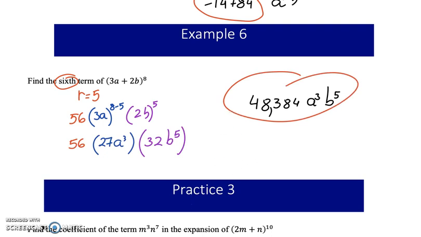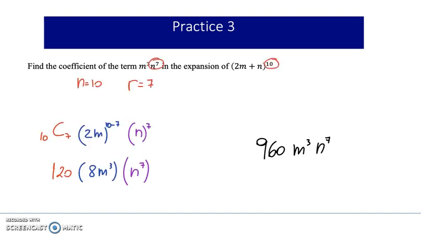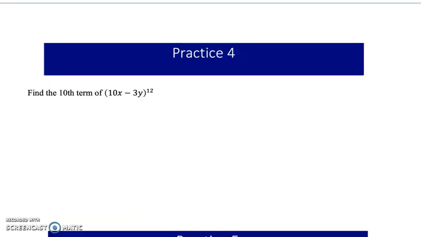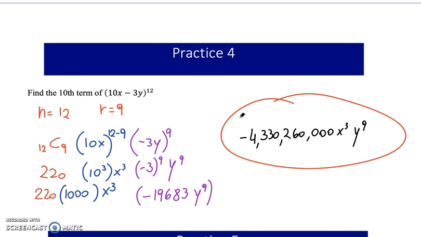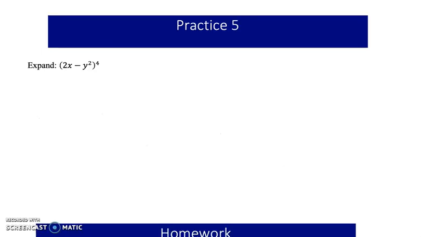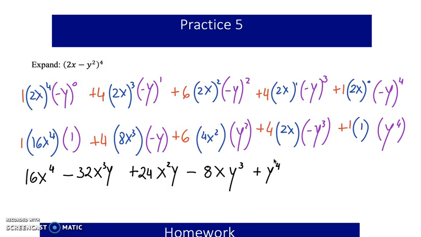Now try the few practices, and I will show you the answers in a second. This is the first one, and this is the answer. Next problem. A pretty big coefficient for this one. And in the last one, you're asked to find the full expansion of the binomial raised to the power of 4. And this is the last one. Pay attention to the signs, to the coefficients, and then you're ready to try a few by yourselves. Good luck.